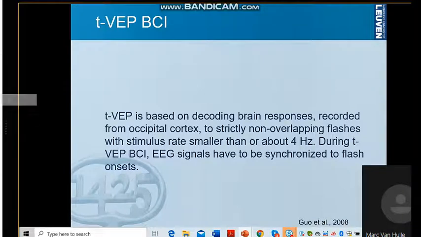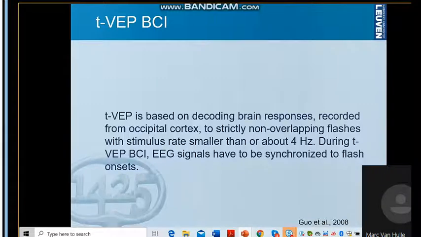So you record it from the occipital pole, so the visual cortex, and it consists of non-overlapping flashes. So you have different targets. They flash, but in a non-overlapping way. And as you can already guess, the timing of the flash is what discerns the different targets. That is done at a rate smaller than 4 Hertz. It will become clear why it is below 4 Hertz.